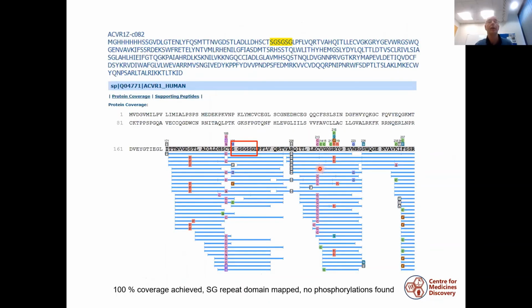Okay, so this is the ACVR1. This is the control region, and here is the MSMS data. And we have coverage across all of the region. We have MSMS coverage over the region that we were interested in, the control region. However, there are no phosphorylations mapped in this control region.